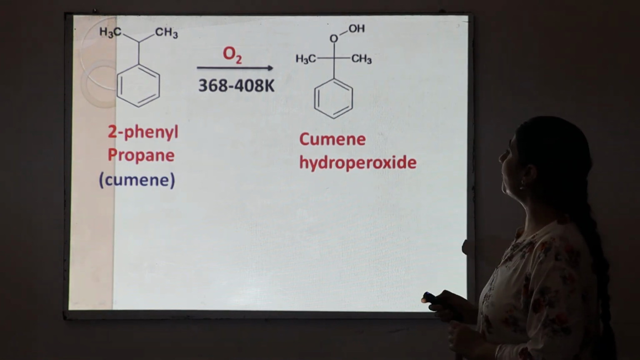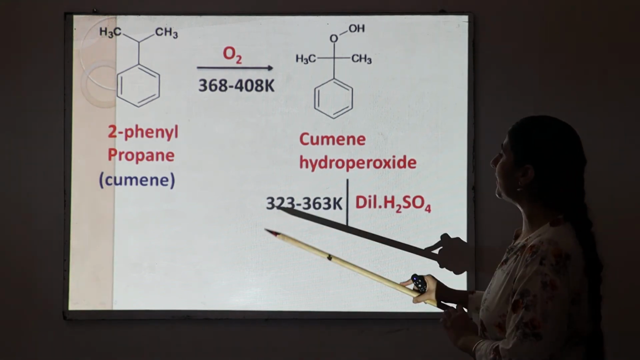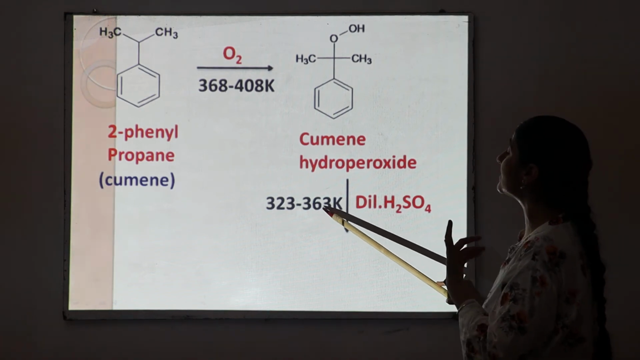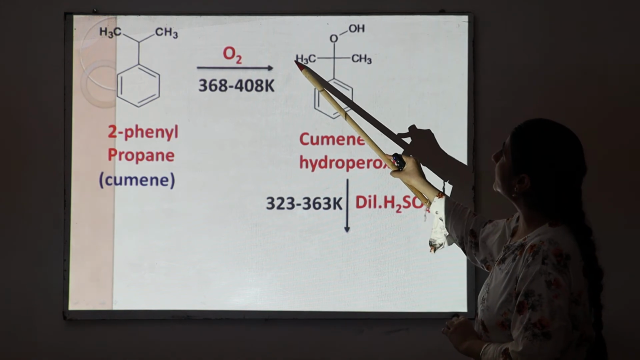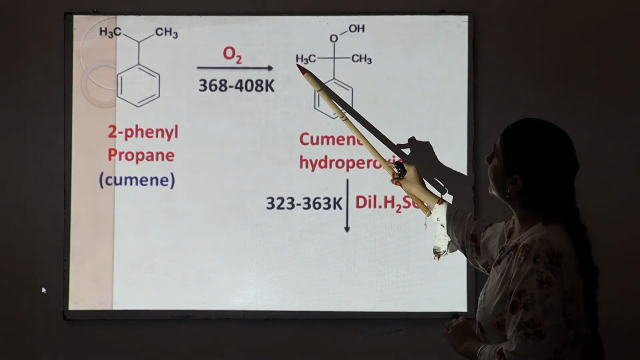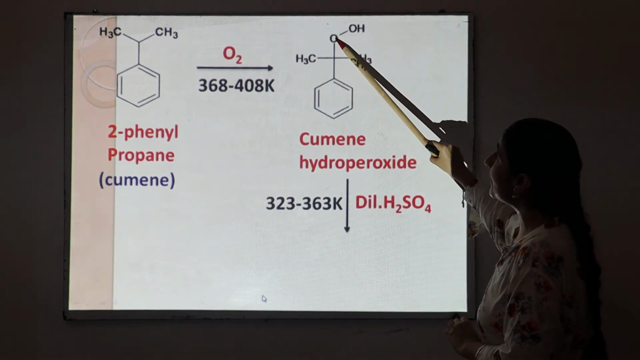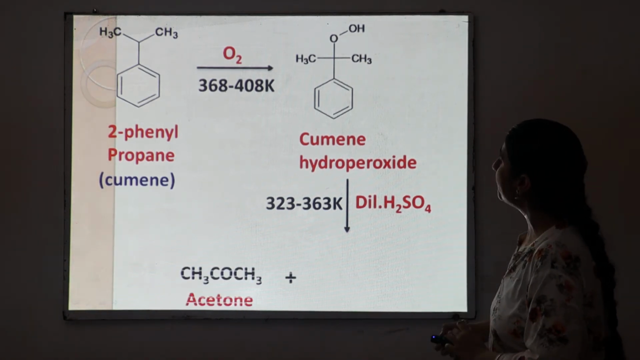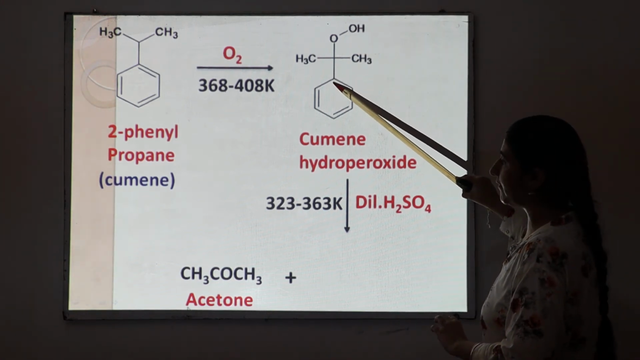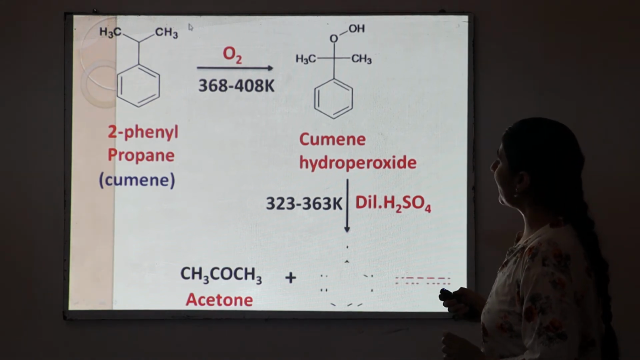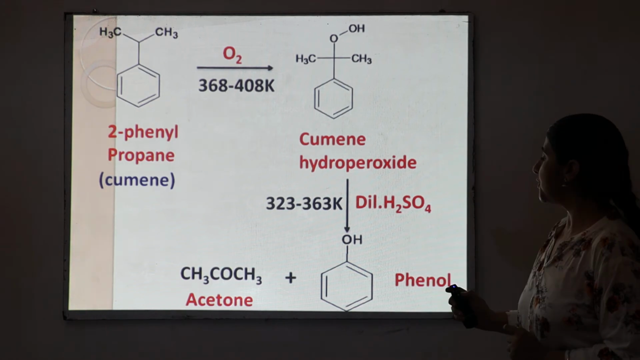And this cumene hydroperoxide further reacts with dilute sulfuric acid at a temperature of 323 to 363 Kelvin. In this case, this moiety, CH3CO, is eliminated in the form of acetone, and the remaining OH group is directly attached to the benzene ring, and we get phenol as the main product. So this is the conversion of cumene to phenol.